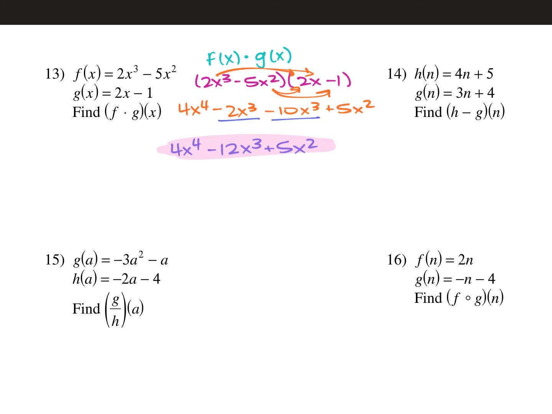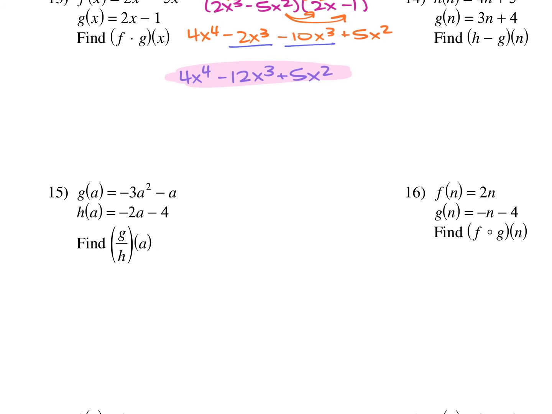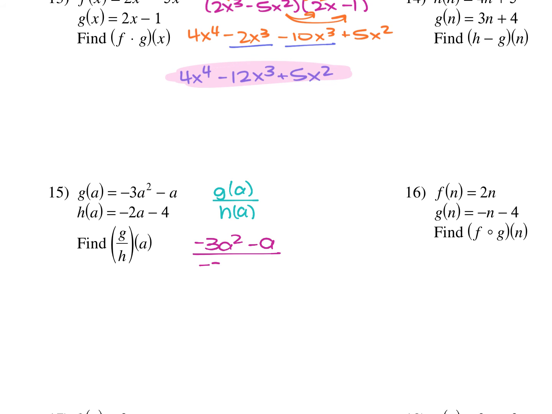For number 15, you have g of a is equal to negative 3a squared minus a, and h of a, which is negative 2a minus 4. We're finding g divided by h of a. So we're just going to take g of a and put it over h of a. So this is just going to be negative 3a squared minus a all over negative 2a minus 4. And we're going to leave it in that form.